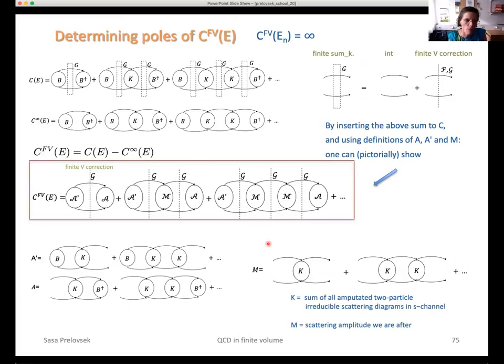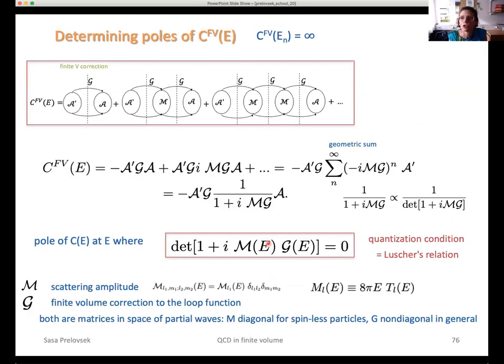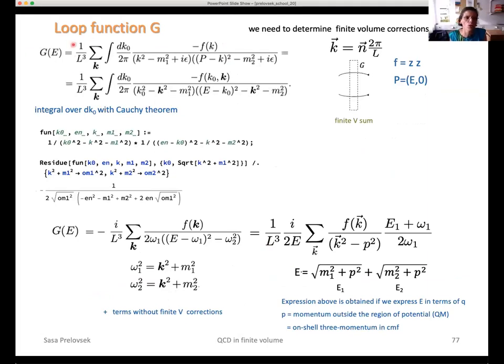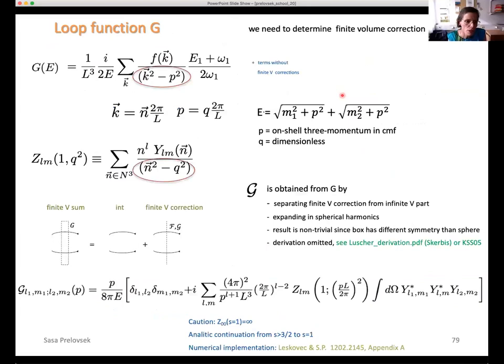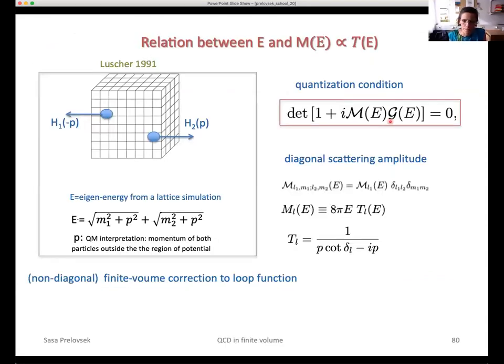Just let me give you what still needs to be done. The only thing that really needs to be done is to study this two-loop function, this thing, and find, well, that's what one needs to study. And then insert this thing here. And then one can derive the scattering amplitude. The only thing we are missing is how this two-loop function really looks like.